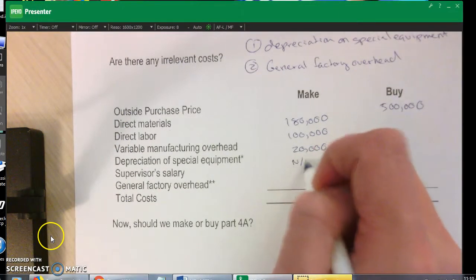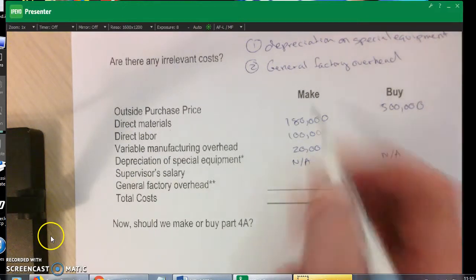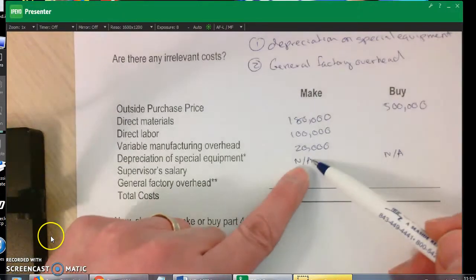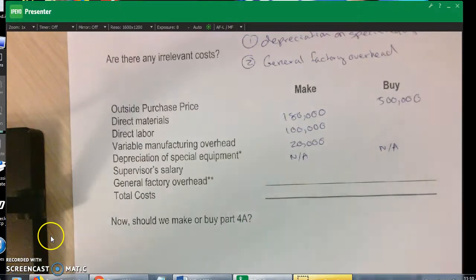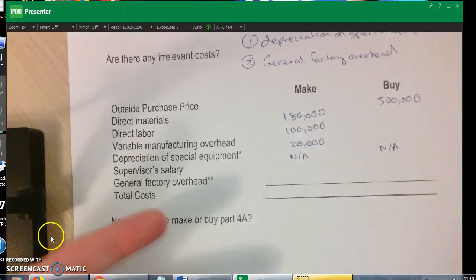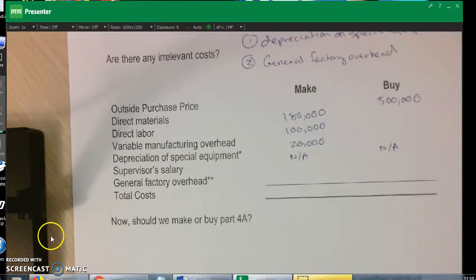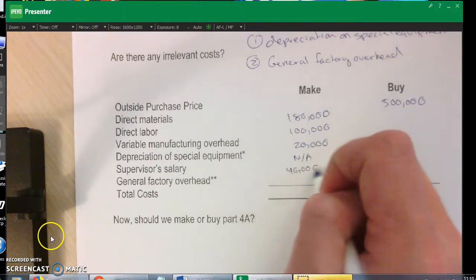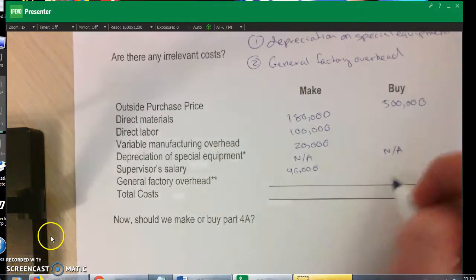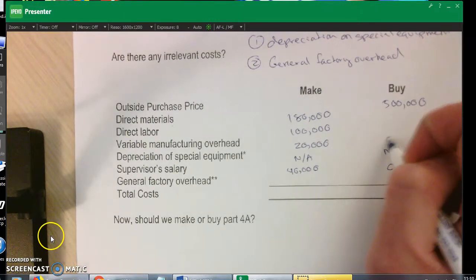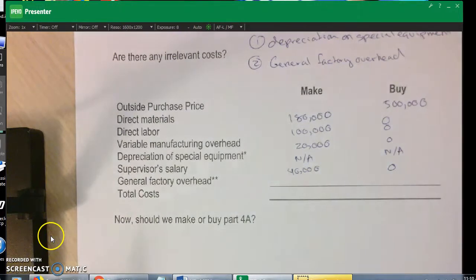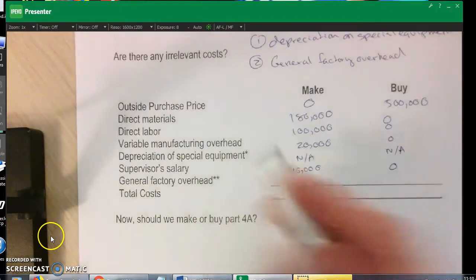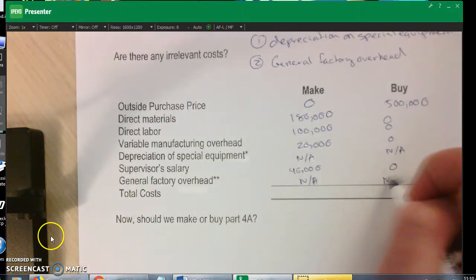I'm just going to put NA here because it would be the same in either situation, because I'm going to incur that depreciation on special equipment regardless. So you can include the dollar amount here and here, but I'm just going to go ahead and omit it because it does not change the analysis at all. Okay, so we look at our supervisor's salary. We get 40,000, and of course, if we buy the part from someone else, we're not going to be paying that supervisor, and we will not be making the part. So all those will be zero. Of course, we can put the purchase price at zero because we're making it. And then our general factory overhead, again, I'm just going to say NA because it would be the same.